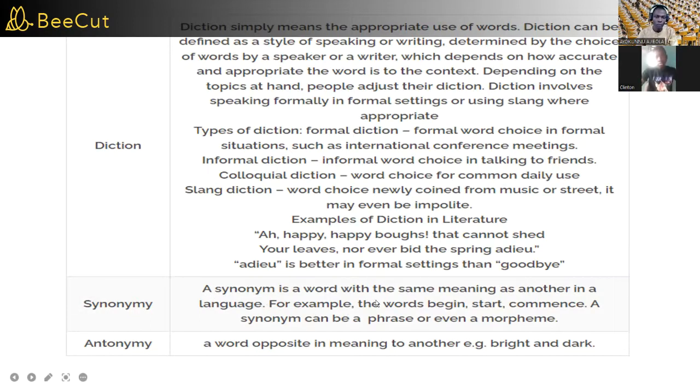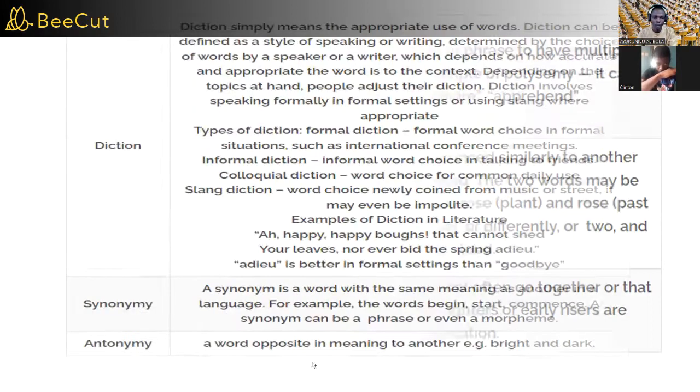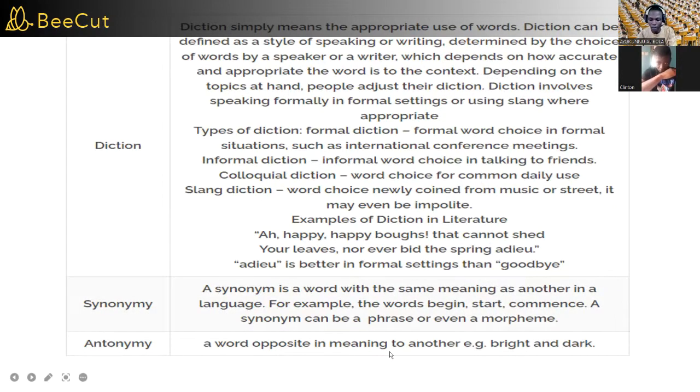A synonym is a word with the same meaning as another in a language. For example, the words begin, start, commence, all of them are synonyms. A synonym can be a phrase or even a morpheme. And the next part of the lesson structure that we're talking about here is antonymy, a word opposite in meaning to another, e.g., bright and dark. The opposite words.